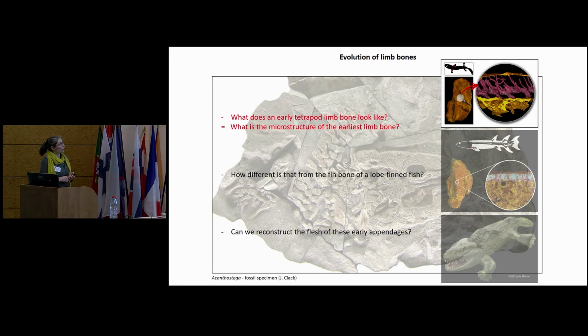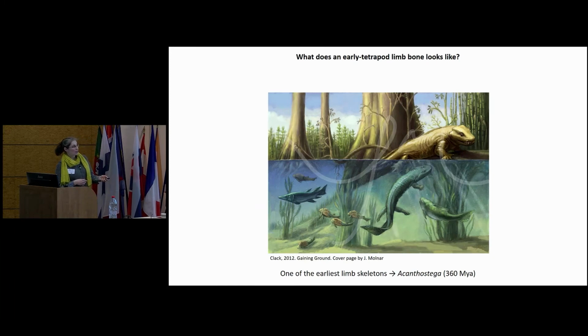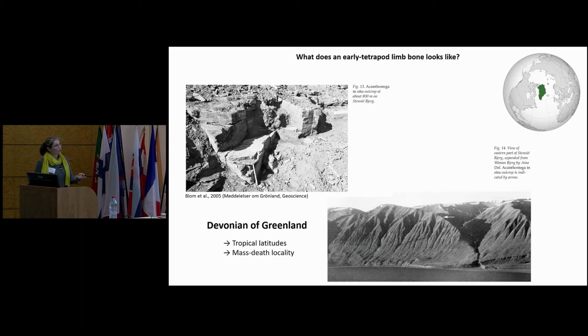So let's answer the first question. What does an early tetrapod limb bone look like? So as I told you, we will focus on one of the earliest limb bones that we have, Acanthostega. It's coming from Greenland, as I told you, from this locality.